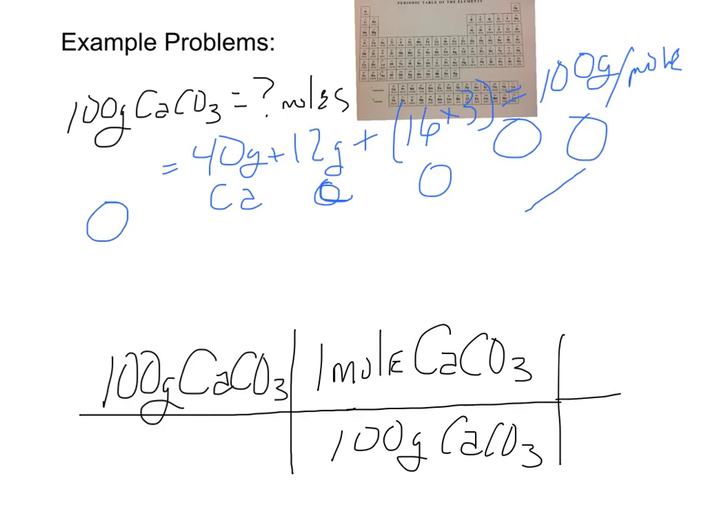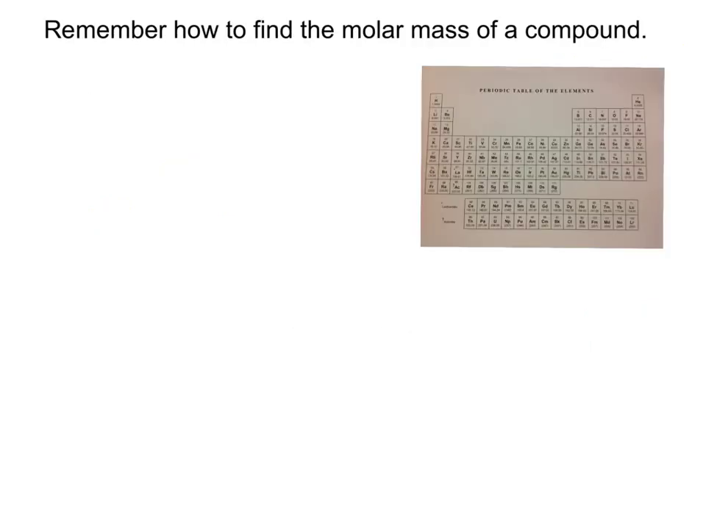The first thing I do is cancel like terms. I've got a gram up here and a gram down here. Anything that's above and below the number line I can cancel. That's what math tells me to do. So the only thing I've got left is moles, which is what they asked me for. 100 times 1 is 100, and 100 divided by 100 is 1 mole of calcium carbonate. That's the way we would get that taken care of.